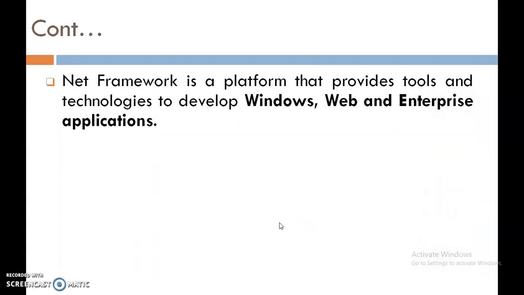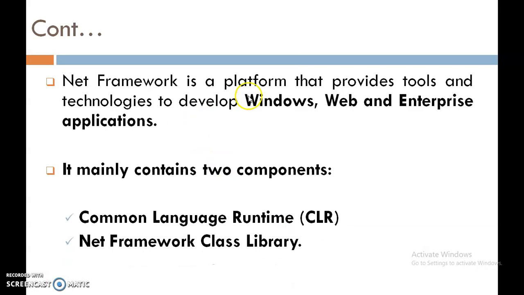Now, .NET Framework is a platform that provides various tools and technologies to develop Windows-based applications, web-based applications, and enterprise-based applications. It contains mainly two components. First one is Common Language Runtime, means CLR, and second is .NET Framework Class Library, means base class library.